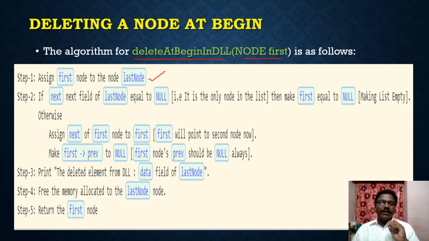Okay, and print the deleted element in the double linked list, the data field of last node. It means that last is representing the last node location, and it prints the value of that data. Then free the memory location of the last node. It means what last is presently representing is freed. Then simply return first.